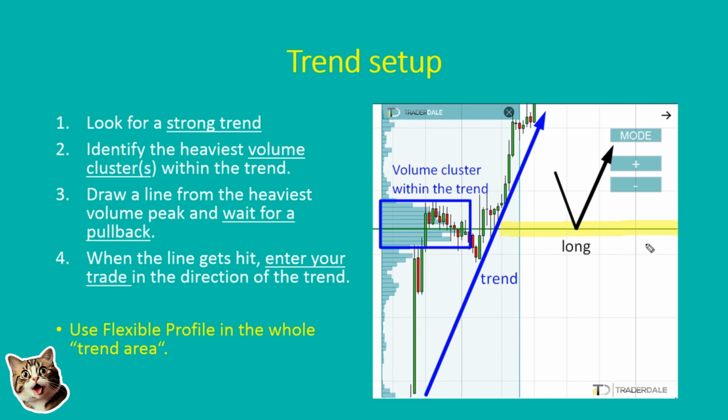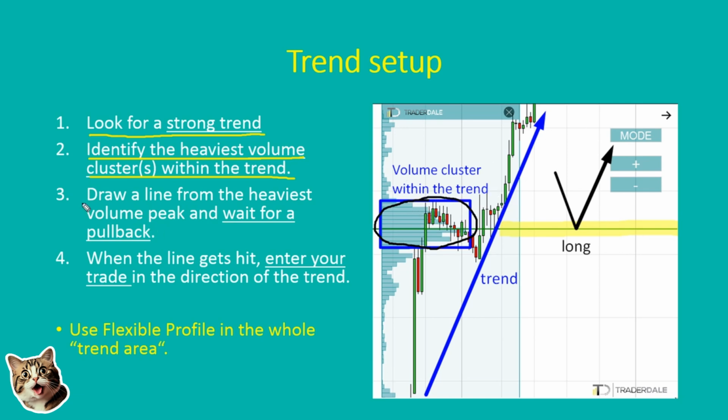So the steps to follow in this setup are, first you look for a strong trend like this one. And you can do it, for example, on the 30-minute chart when you're doing intraday analysis, alright? The 30-minute chart is the ideal time frame. Then within the trend, you identify the heaviest volume clusters within the trend. So in this case, there's only one, and it is this one.